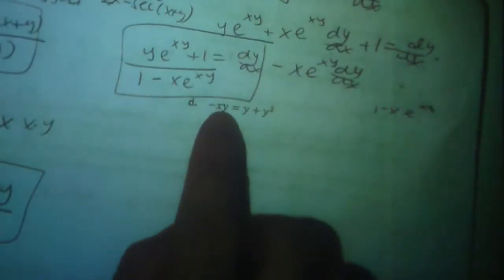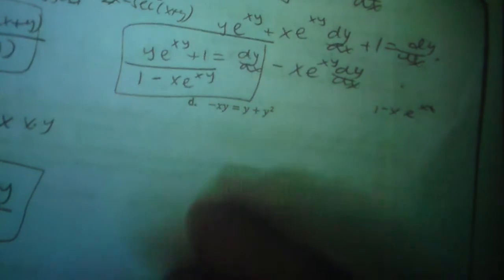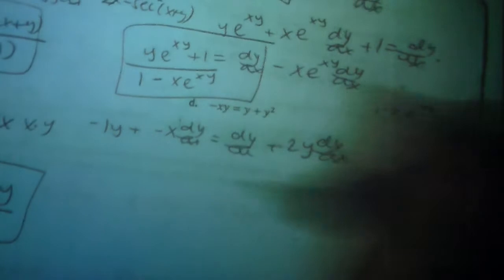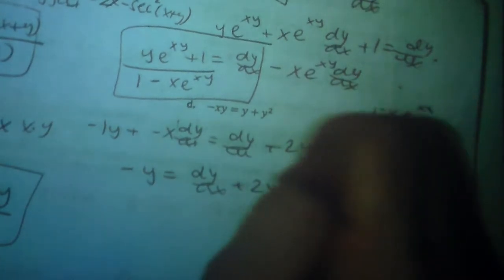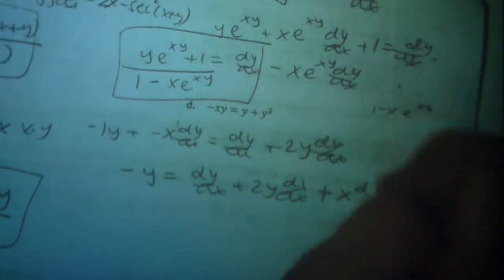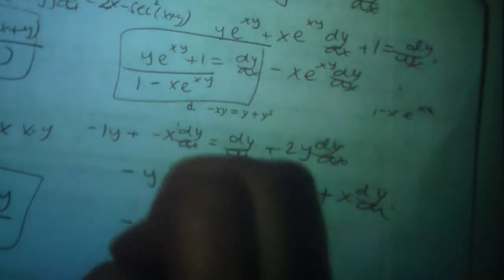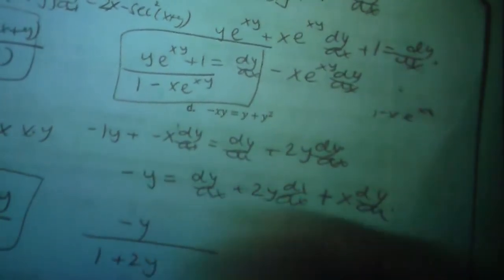Here, product rule with the negative x times y, so I've got negative 1y plus negative x dy/dx equals dy/dx plus 2y dy/dx. Get this term over, so I've got negative y equals dy/dx plus 2y dy/dx plus x dy/dx. Factor out a dy/dx, and that will be 1 plus 2y plus x.